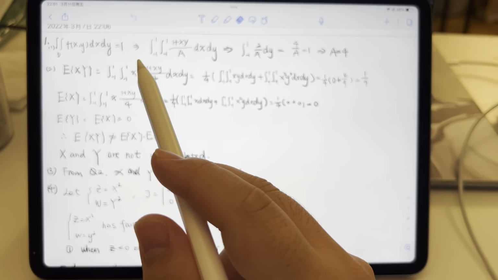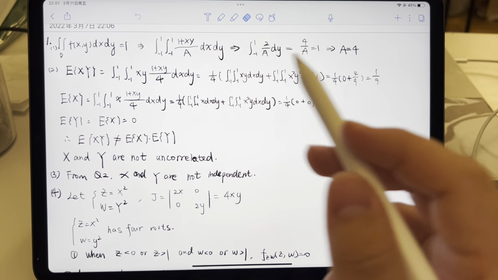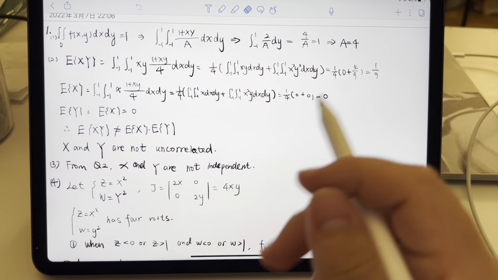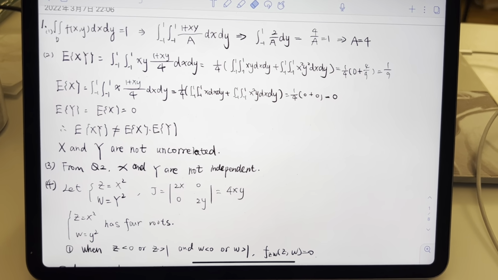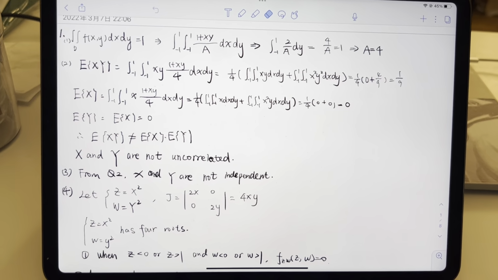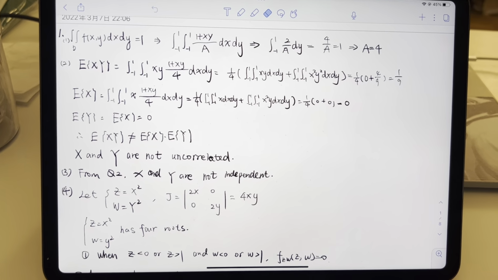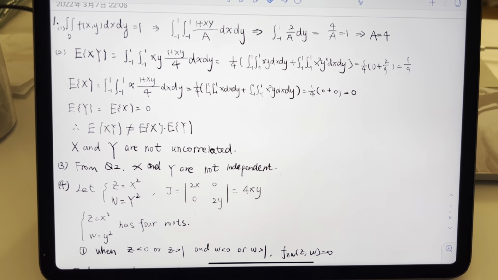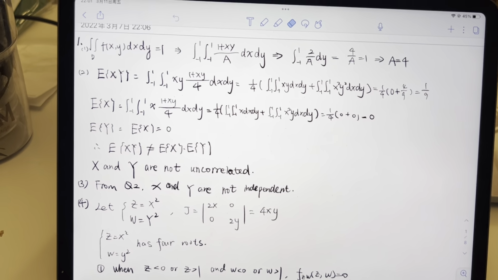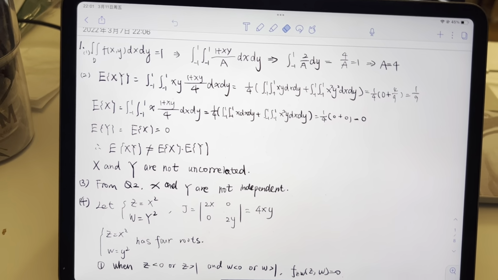So we know that according to the definition, the integration of the joint density function equals 1. So it runs like this, and then we solve that A equals 4. And this is the answer of question 1. And then the second question asks us whether x and y are correlated. Show my answer.